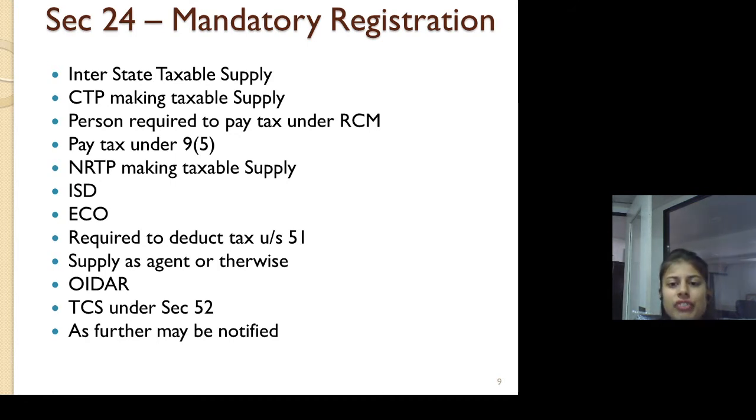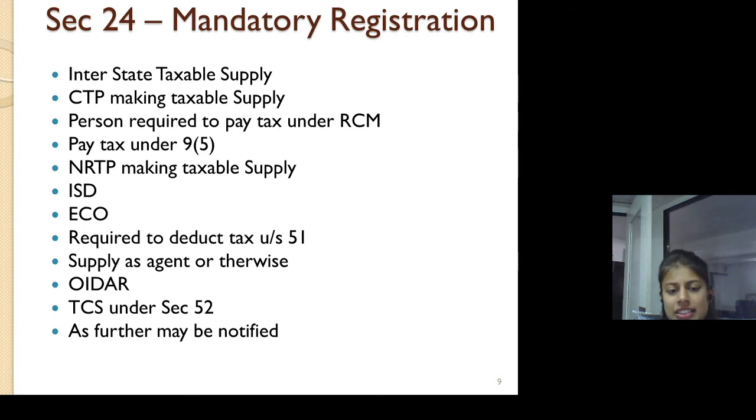Third thing is persons required to pay tax under reverse charge mechanism. Whoever is required to pay tax under reverse charge mechanism will have to take a mandatory registration. Then those people who are required to pay tax under 9(5), in this category, e-commerce operators and radio taxis and all are covered. They are required to take a mandatory registration, even if their turnover exceeds or not is not a question. Next is NRTP making taxable supply. Non-resident taxable person and casual taxable person, these two categories of people have to take a registration.